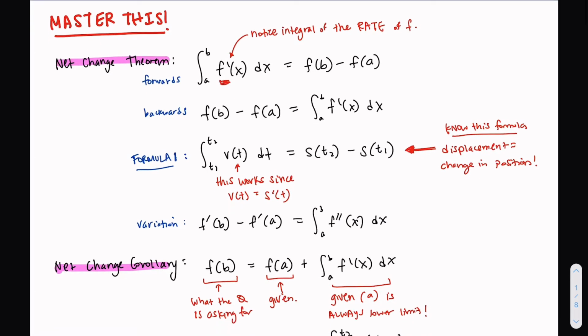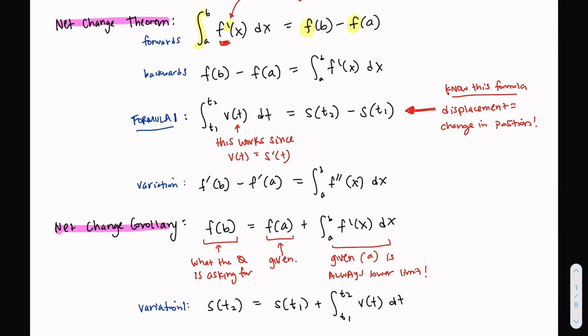So notice we have the net change theorem. I just want to point out that in the net change theorem, we always want to make sure we're taking the integral of the rate. And then that equals just the original function without the rate on the right side. We need to be able to go forwards and backwards with that, so study that.